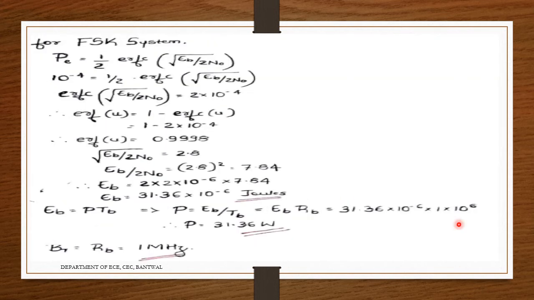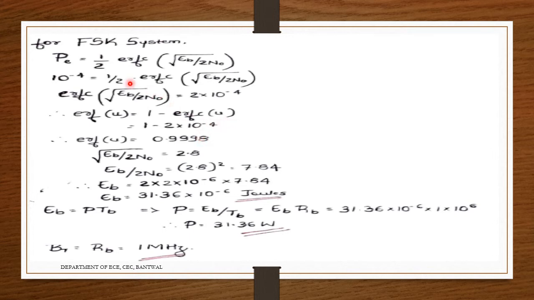That is PT. For an FSK system, P is equal to 1 by 2 into the complementary error function of square root of EB by 2 N0. So P equal to 10 to the power of minus 4 is equal to 1 by 2 complementary error function of square root of EB by 2 N0. That is, the complementary error function of square root of EB by 2 N0 is nothing but 2 into 10 to the power of minus 4. I'll go by the principle: error function of U is equal to 1 minus the complementary error function of U, which is equal to 1 minus 2 into 10 to the power of minus 4.